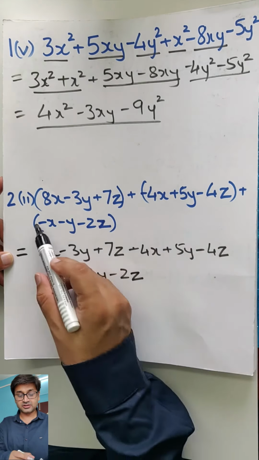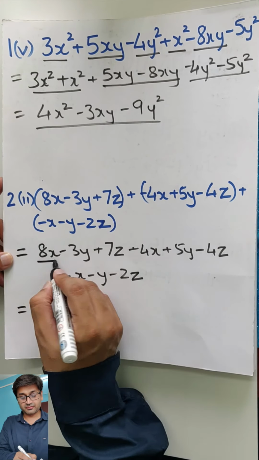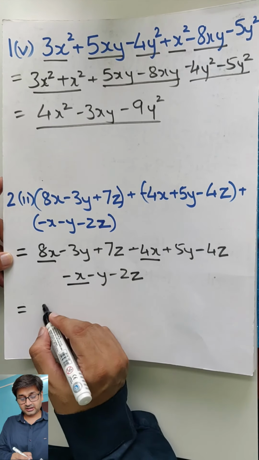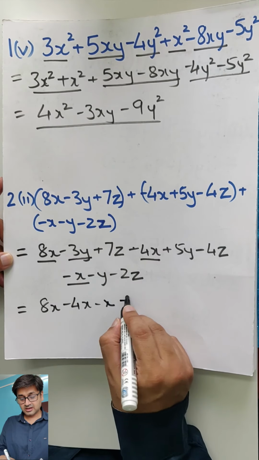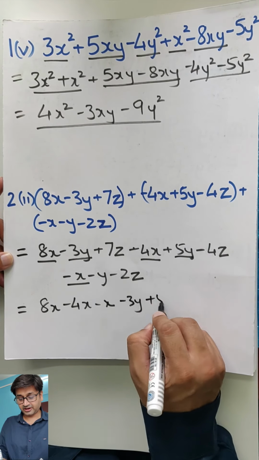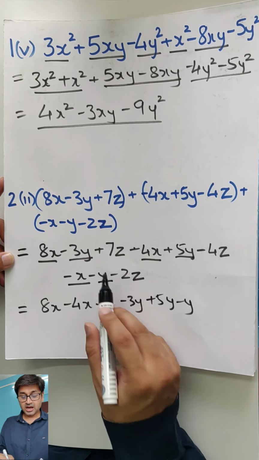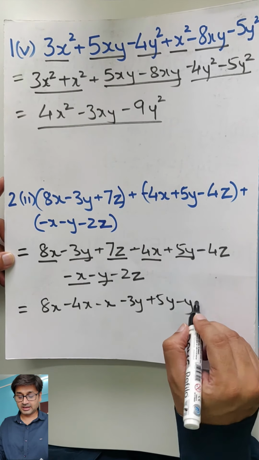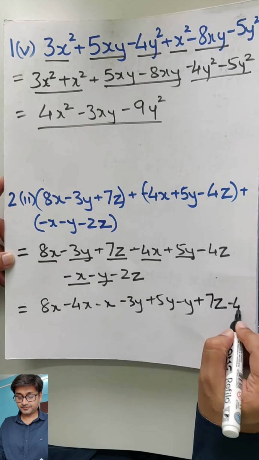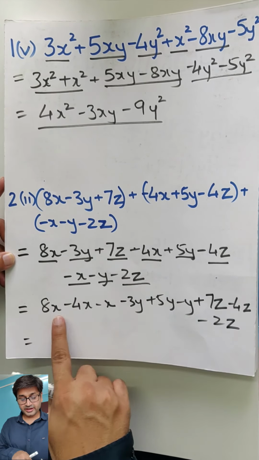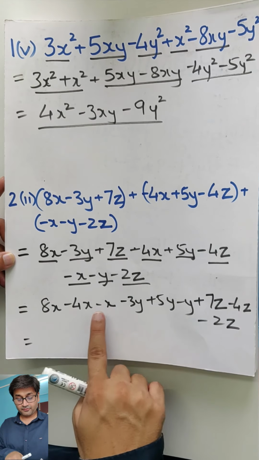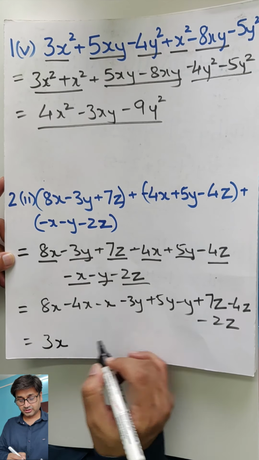Why minus? Because plus into minus is minus, so all signs remain the same. Getting all the like terms together, so 8x minus 4x minus x, minus 3y plus 5y minus y. Underline so that you don't skip any part. 7z, 4z and minus 2z. So 8 minus 4 is 4, 4 minus 1 is 3. We can do this directly.